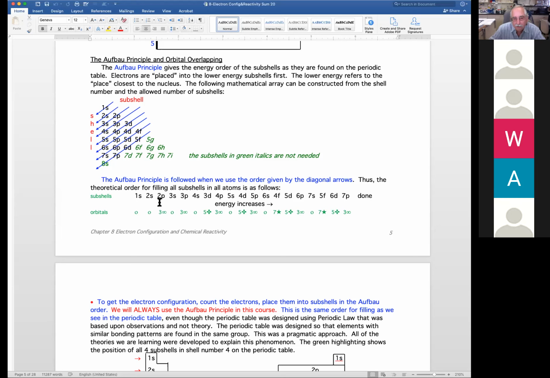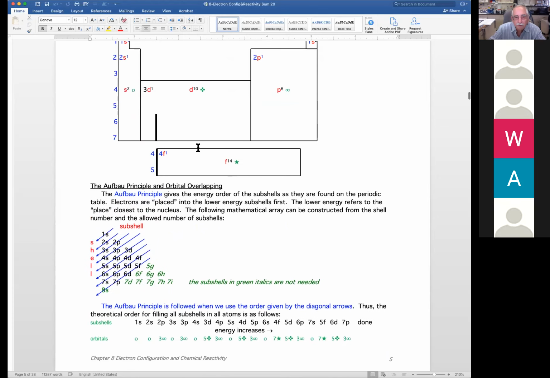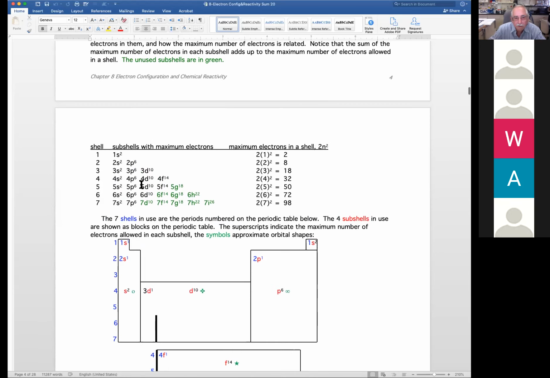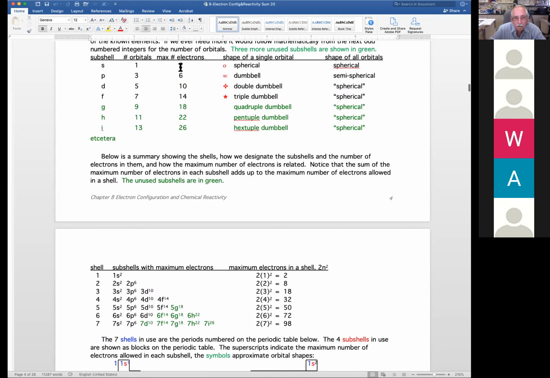So what does F stand for? F is another type of subshell. It's multiple. Oh, okay. I see. Yes, go back to here. Oh, wait, no. Here, right?